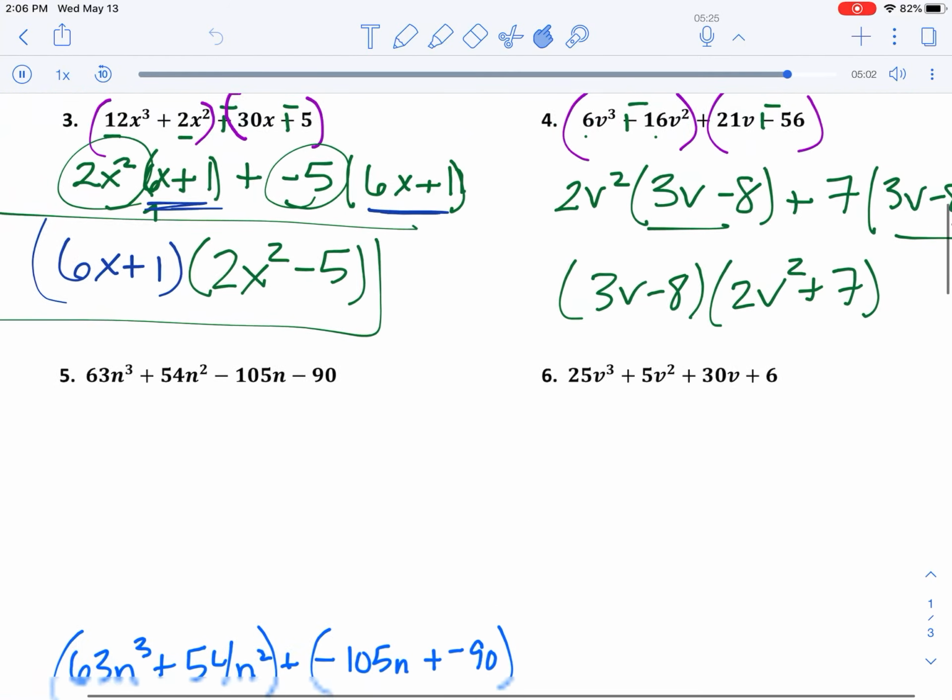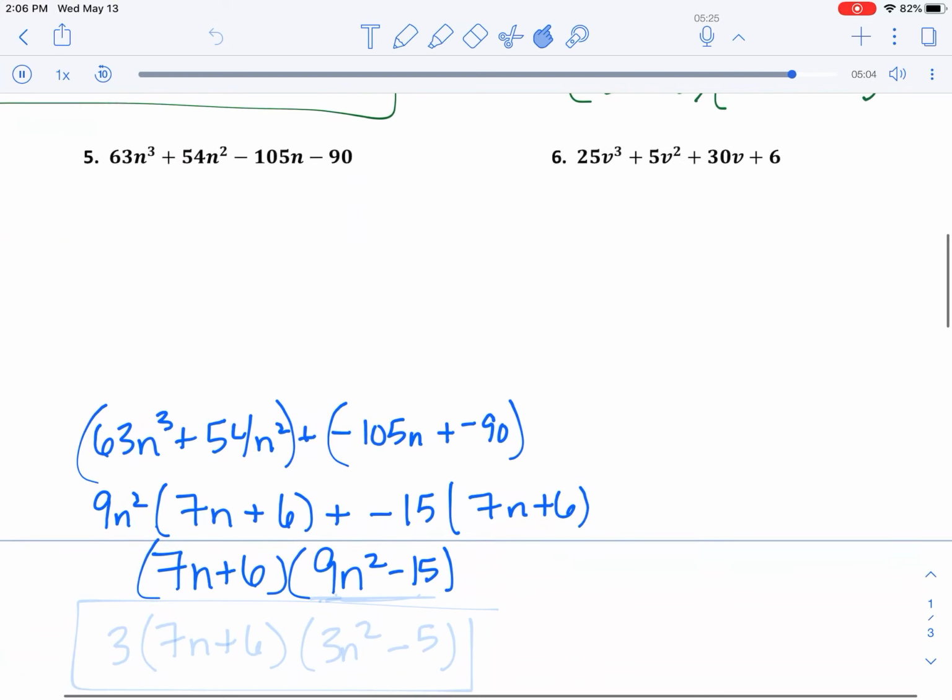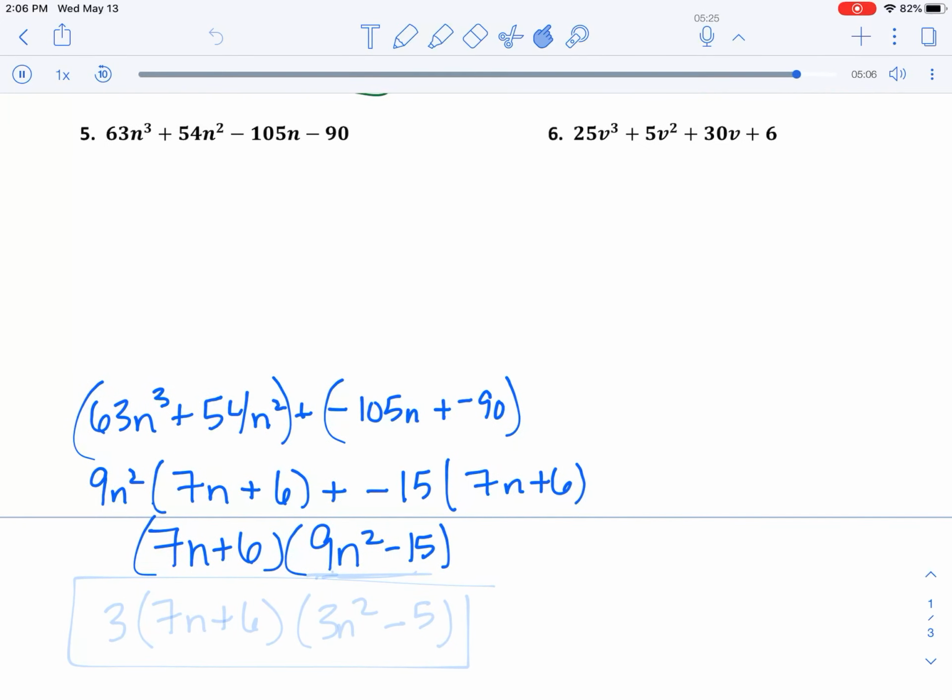Okay, go ahead and try 5 and 6 on your own and see if you can factor by grouping. All right, and I did number 5 for you down here. You'll see that this last term can actually get factored even a little bit more if we wanted to pull out a 3. So if I pull out a 3, I'm going to put it in the very front of everything. 7n plus 6. I pulled out a 3 from here, so that gives me 3n squared minus 5. And that's my completely factored answer for number 5.